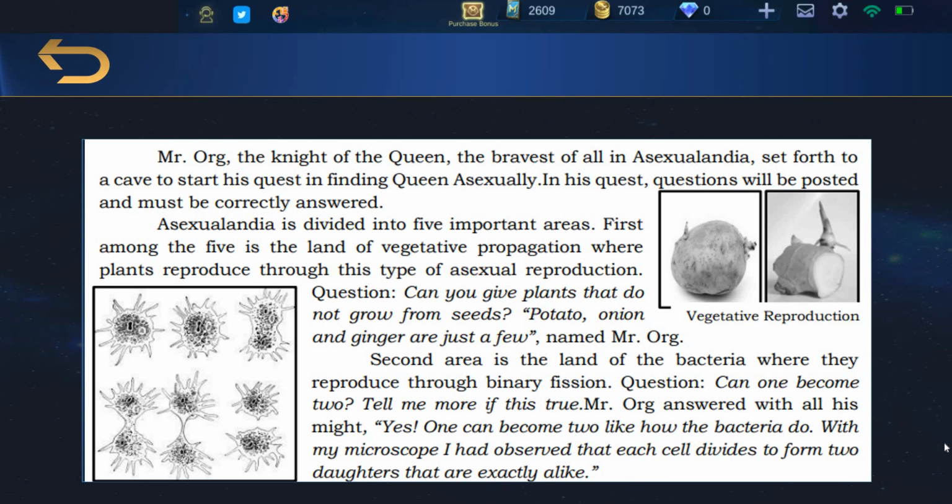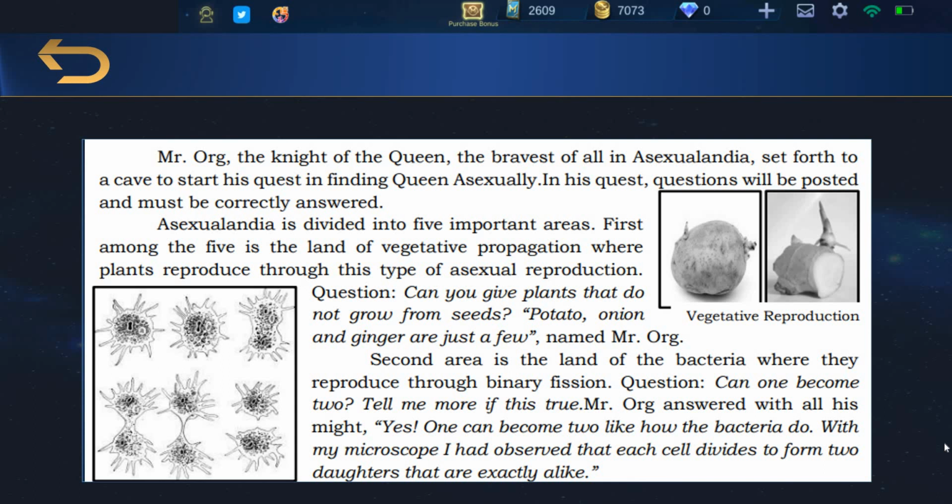Asexualandia is divided into 5 important areas. First, among the 5 is the land of vegetative propagation, where plants reproduce through this type of asexual reproduction. And this is the question. Can you give plants that do not grow from seeds? Mr. Org answered, potato, onion, and ginger are just a few. So that is under vegetative reproduction.